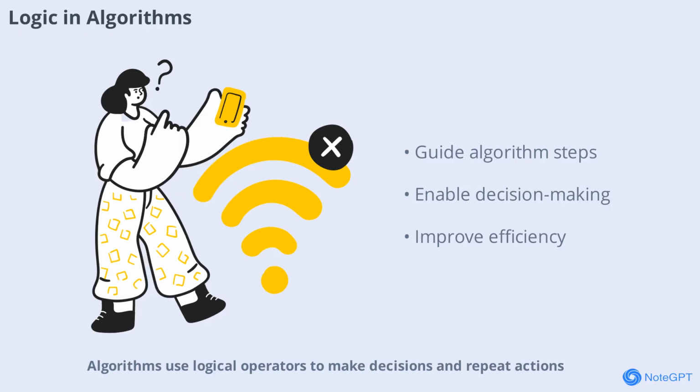Algorithms use logical operators to make decisions and repeat actions. For example, a sorting algorithm might check if one number is greater than another and if a swap is needed. Logical operators are at the core of efficient and effective algorithms.